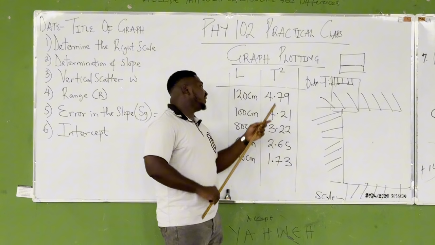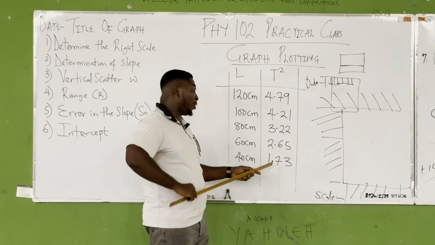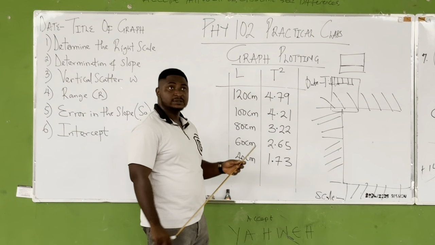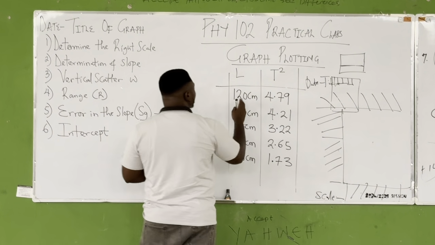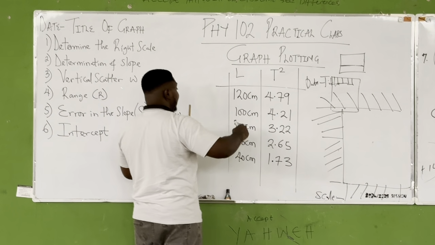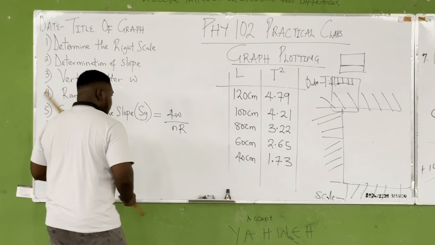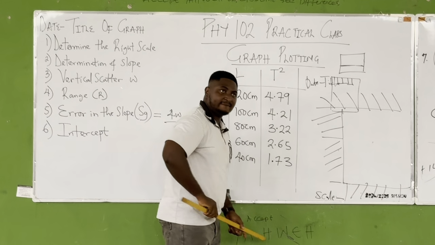So we have 4.79, we have 4.21, we have 3.22, we have 2.65, and we have 1.73. And here we have 120 centimeter, 100 centimeter, 80 centimeter, 60 centimeter, 40 centimeter. Now, this is clearly going to be on our y-axis, and this will be on our x-axis.